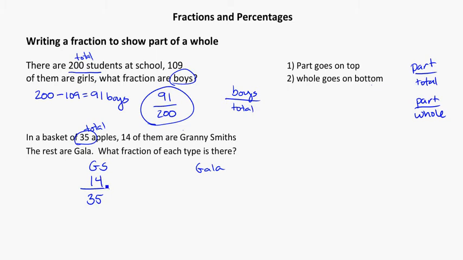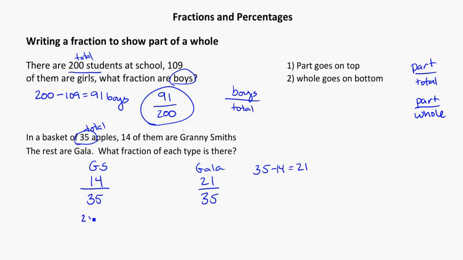Now if there's 14 Granny Smith apples, how many will be left for Gala? So here we can say 35 minus 14, and we get 21. So there's 35 total, and 21 of them are Gala. So those can become our fractions. Now those are unsimplified, so if we want to go one step further, you can plug it into your calculator to simplify it. But to show it as an example, think of things that both numbers have in common.